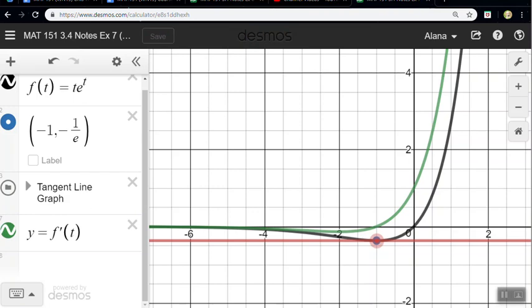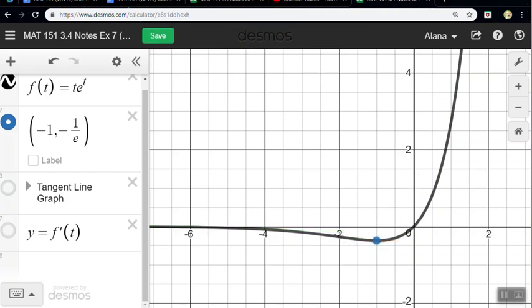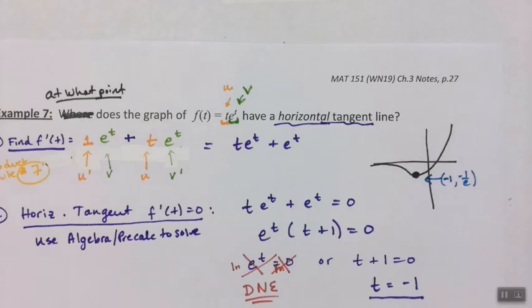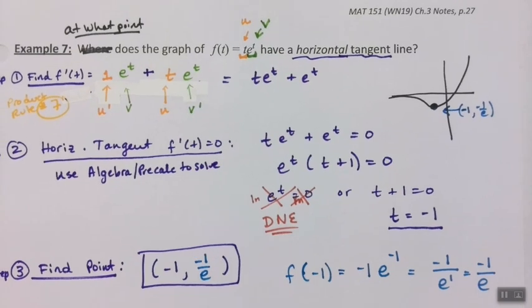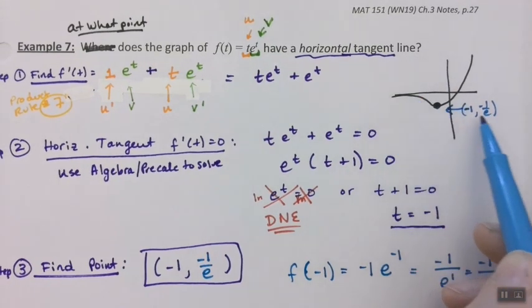In other words, that spot right there, -1 over e, is a relative minimum, right? And that's what we just proved over here. And I drew a little quick sketch of it as well, just so we could see, right? That little spot right there.